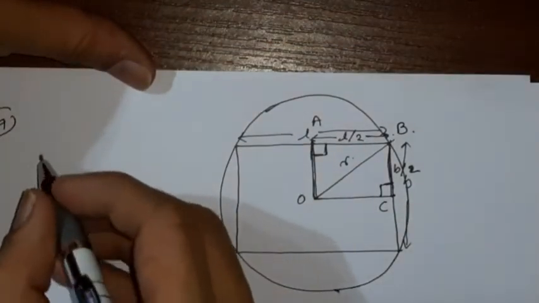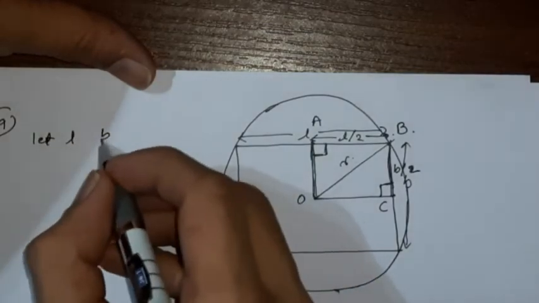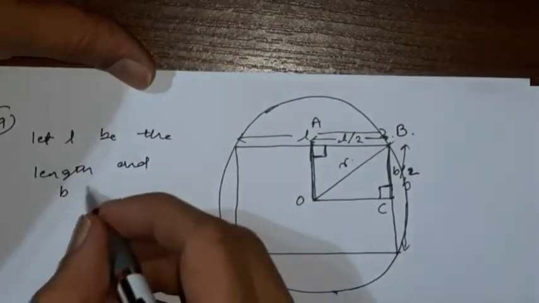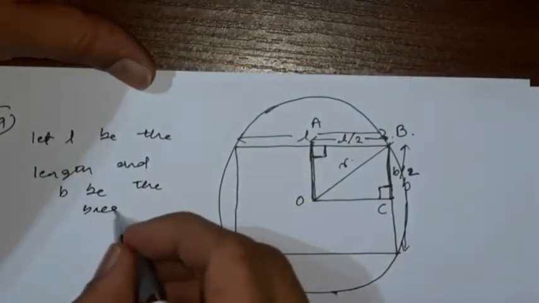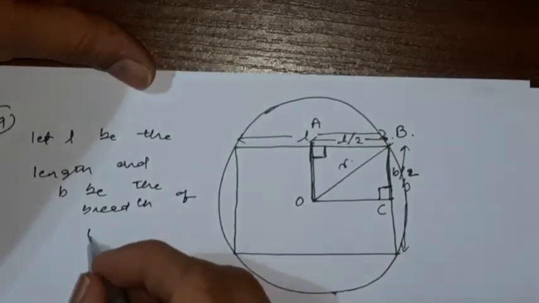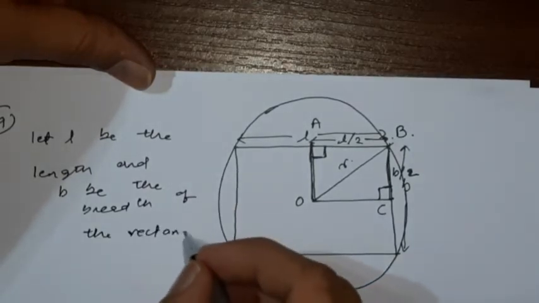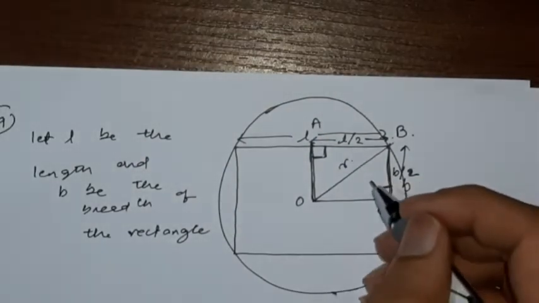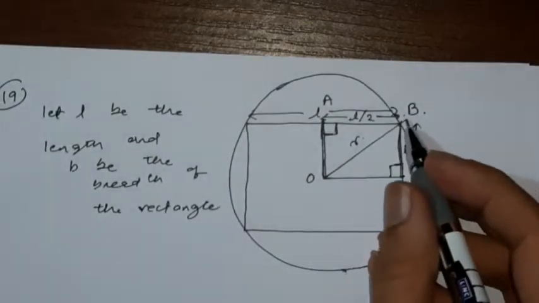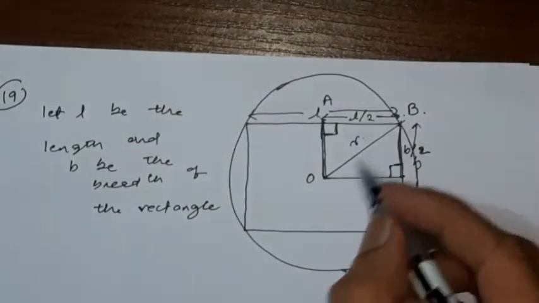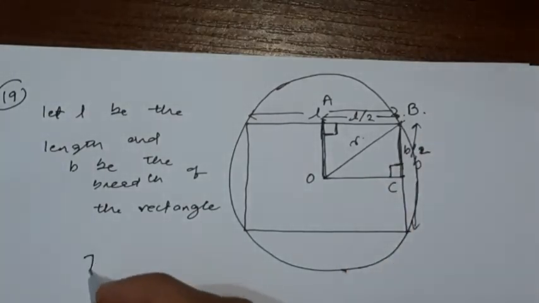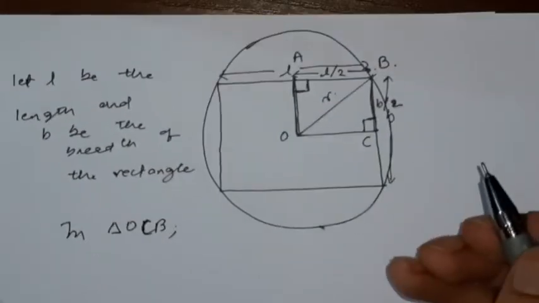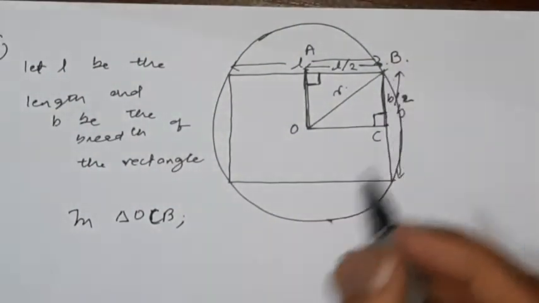So let us write down what we have got. Let L be the length and B be the breadth of the rectangle, and R is the radius. So if you look at this triangle, in triangle OCB, what do we have?